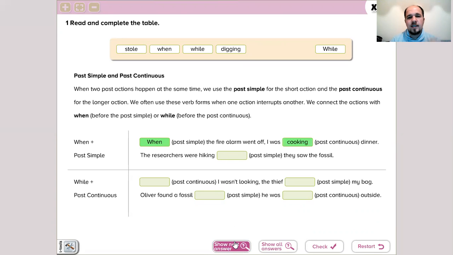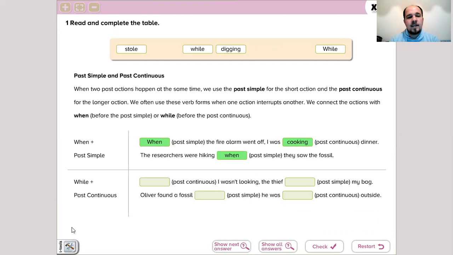That's the only verb that is okay for dinner. We can cook dinner. We can't dig dinner, or steal dinner. Here again we can say the researchers were hiking. This is the longer action, and this one is the shorter action, and this action interrupts the hiking action. So before the past simple we use when again.